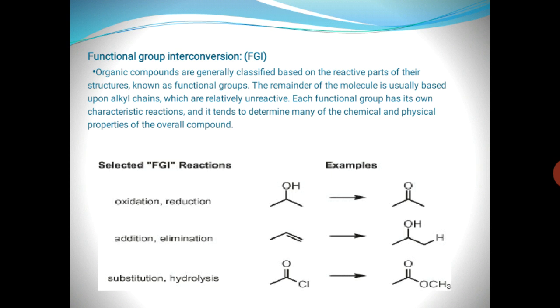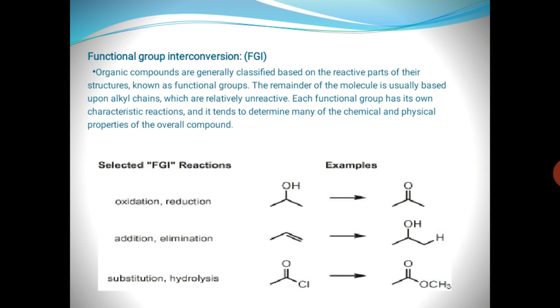The next point is functional group interconversion, that is FGI. Organic compounds are generally classified based on the reactive parts of their structures, known as functional groups. The remainder of the molecule is usually based upon alkyl chains, which are relatively unreactive, and each functional group has its own characteristic reactions, and it tends to determine many of the chemical and physical properties of the overall compound. Here we take selected functional group interconversion reactions and their examples.